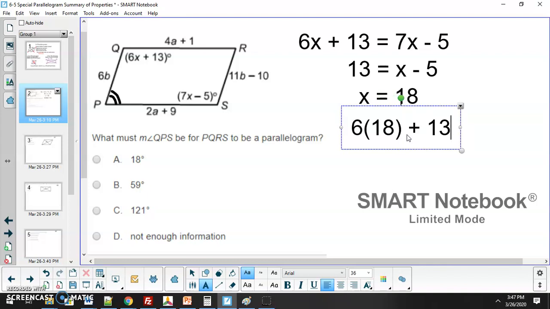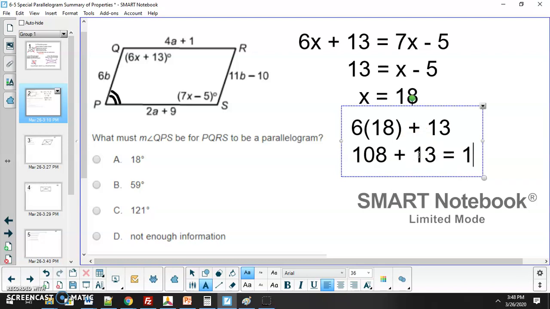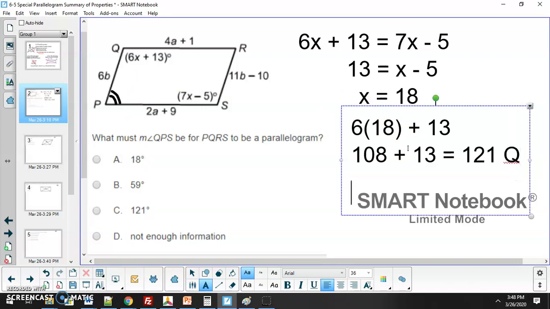A quick bit of mental math: 6 times 8 is 48, carry the 4, 108, plus 13. That would be 131. Okay, 121. Yes, 121. If you have 121, they're going to want you to pick C. But remember what we just found: this is angle Q, and Q right here is 121.